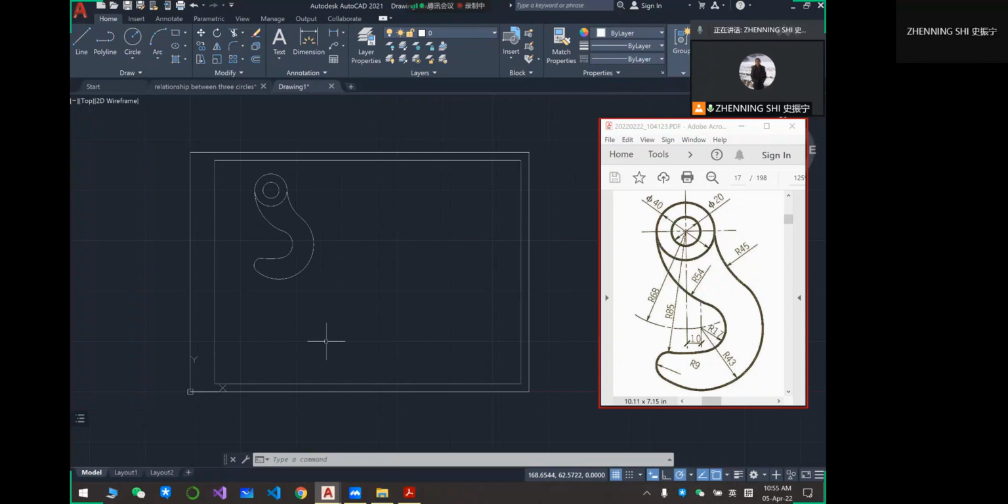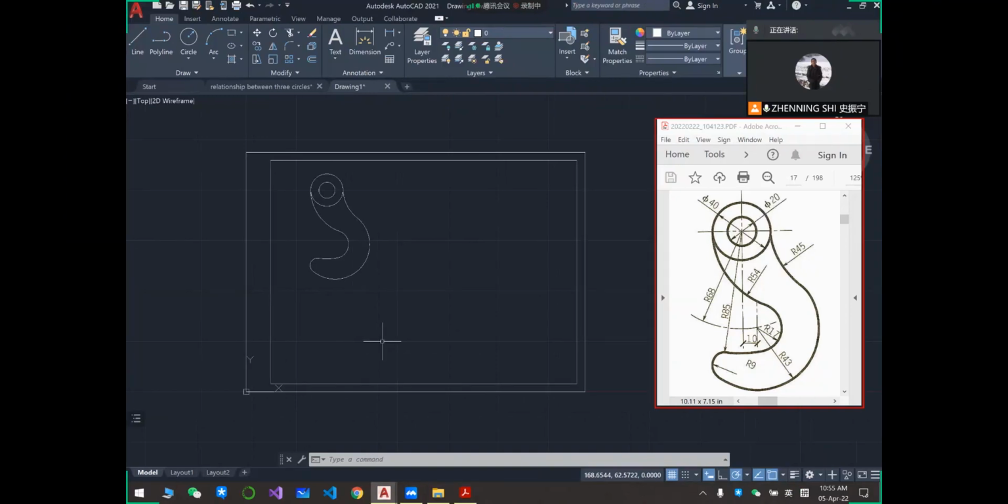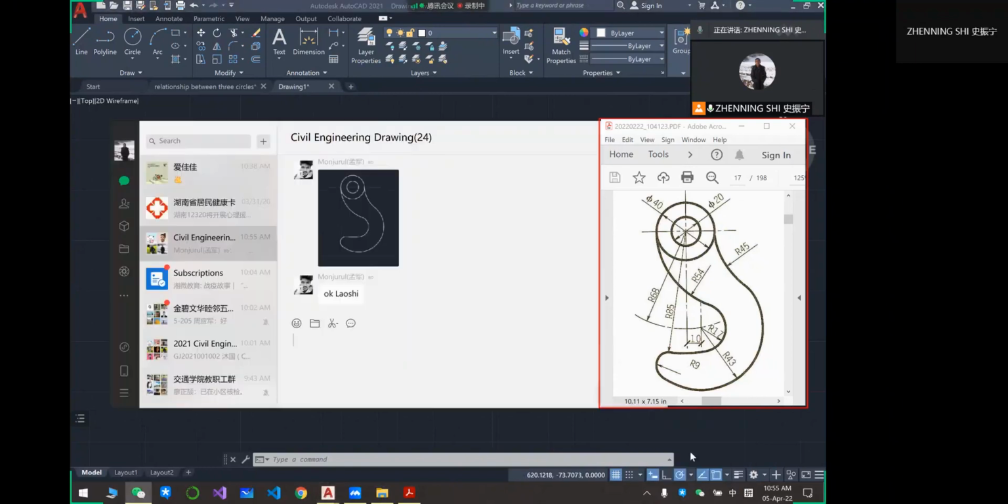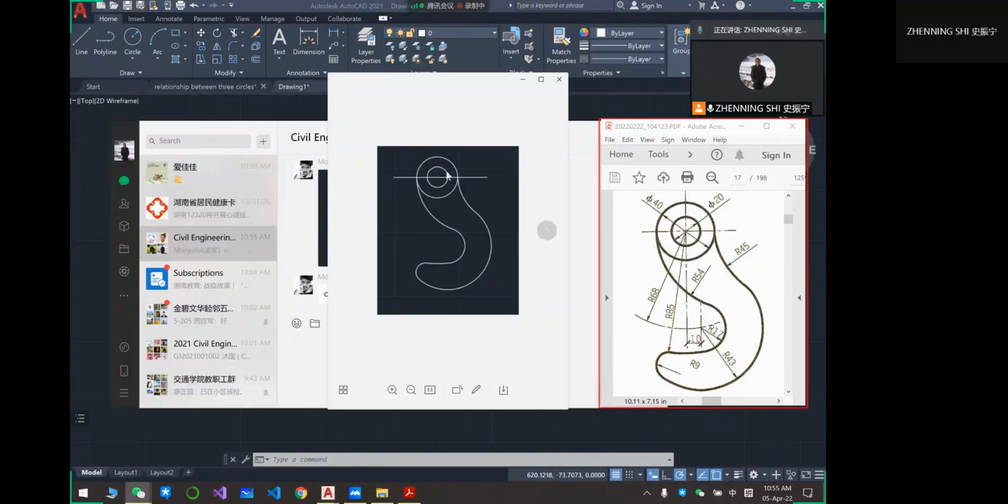Okay, I find that many students can draw like me. And if you finish the whole work, please send it to my email box. I will check whether you did it the right way. Okay, so I think Mongjun can do it well.